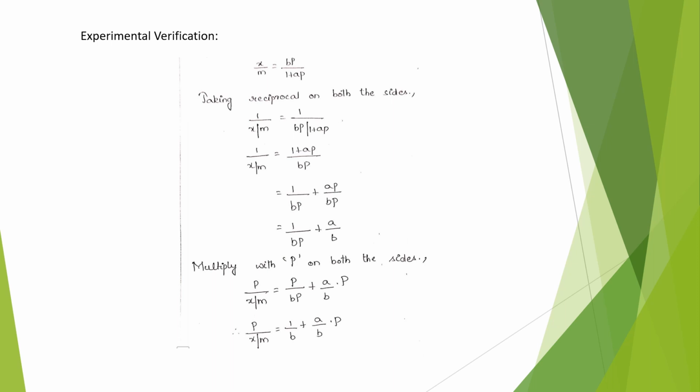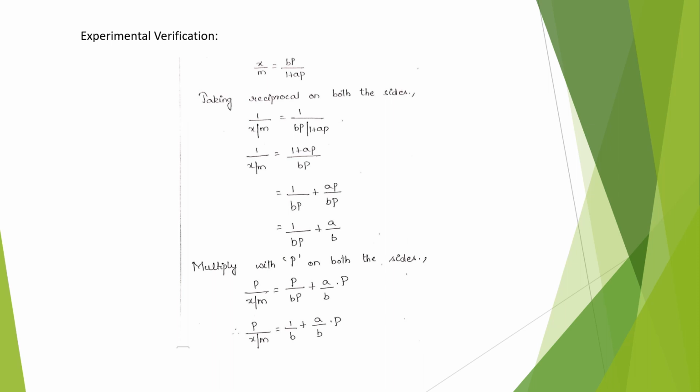So P gets cancelled. What remains? 1 by BP plus A by B. Now if we multiply with P on both the sides, we get, so look at the left hand side portion. There is 1 by x by m. Now multiply with P. So it becomes P by x by m is equal to P by BP plus A by B into P.